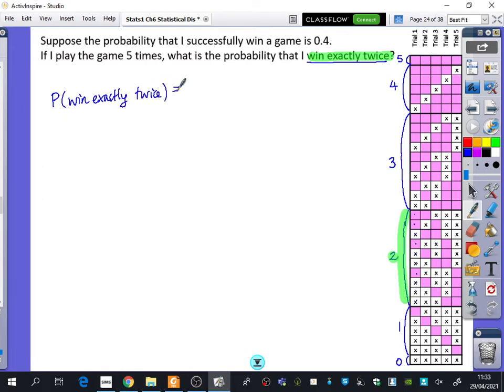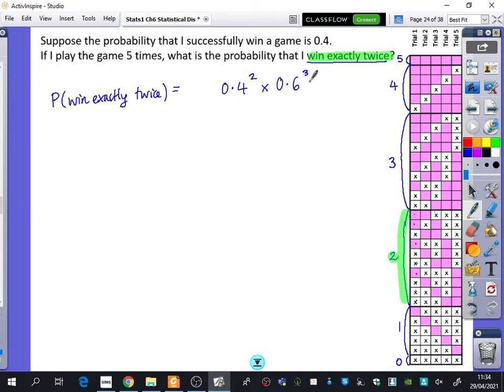5 times 0.4 to the power of 4. So you've got 0.4 to the power of 4. I don't think it should be to the power of 4. I think it should be to the power of 2, because I'm winning twice. And then times by 0.6 to the power of? Nope. How many times am I losing if it's for this section? I'm losing 3 times. So I'm winning twice and I'm losing 3 times.